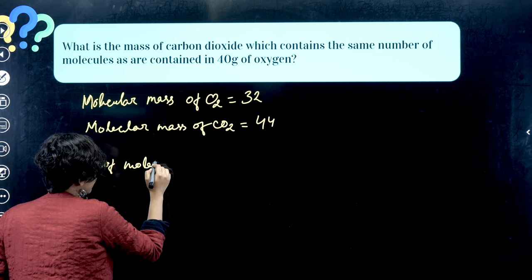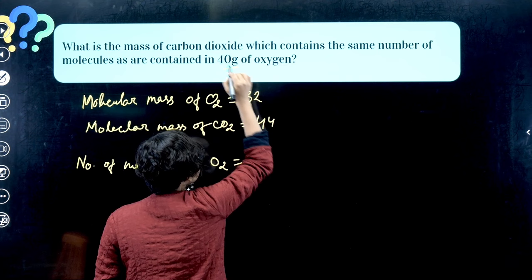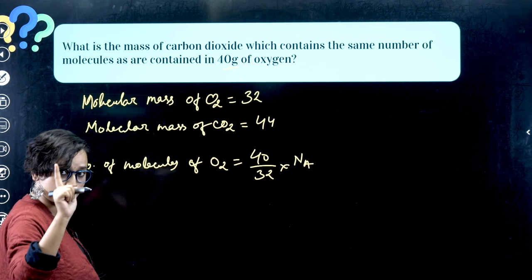What will be the number of molecules of O2, everybody? The number of molecules of O2 will be given mass, which is 40 here, divided by 32, into Na. Avogadro number, you multiply, correct? If you do not know, don't worry about it. We will do these also, how to find all of that, okay?